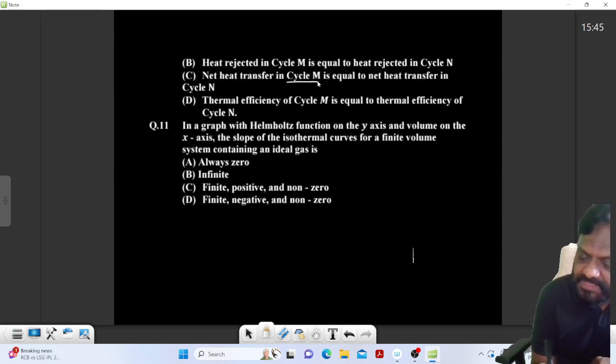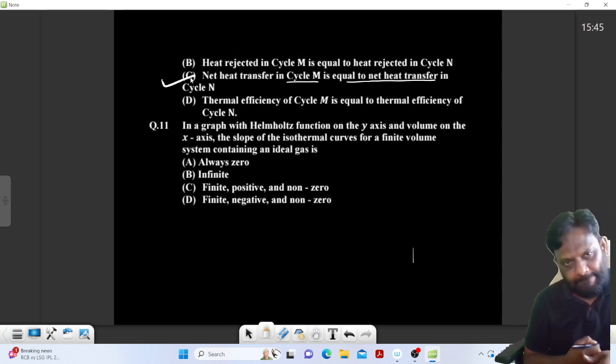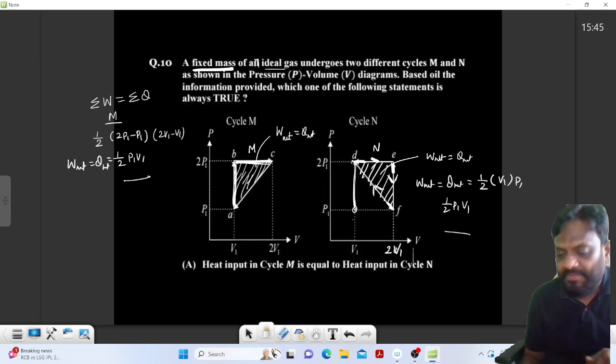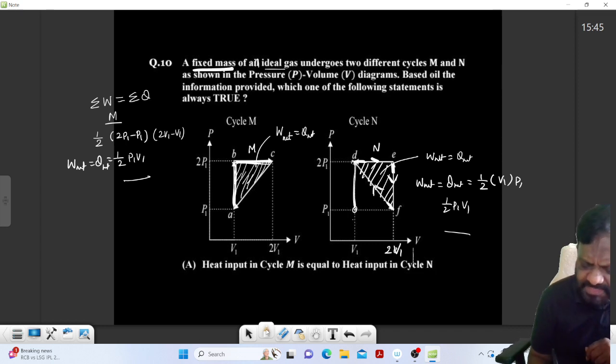Net heat transfer in cycle M is equal to net heat transfer in cycle N. This C option is correct. Okay sir, now let us observe clearly.